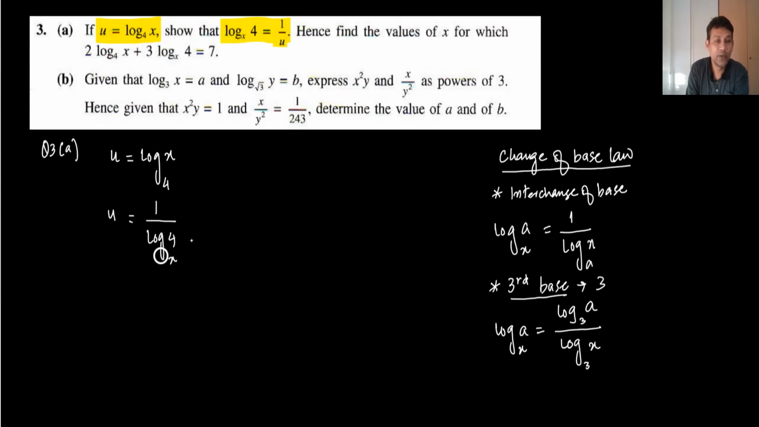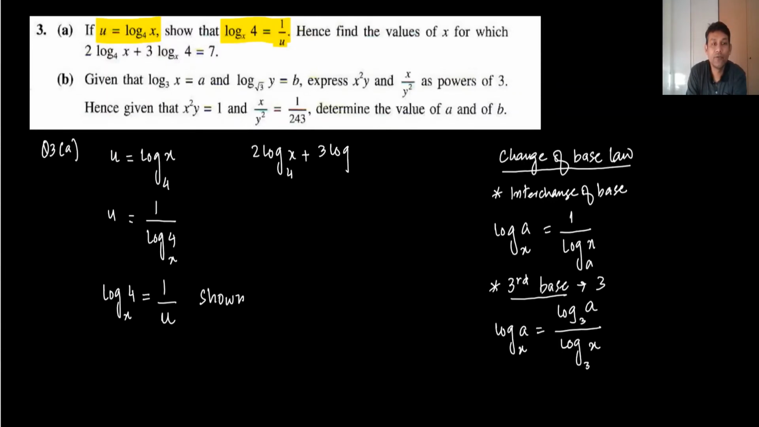Now what you can do, you can write cross multiplication. You can move this here to the left hand side and divide. So I think we have shown this. This is the first part. Okay, hence find the value of x for which this, 2 log 4. We just need to substitute the value now.